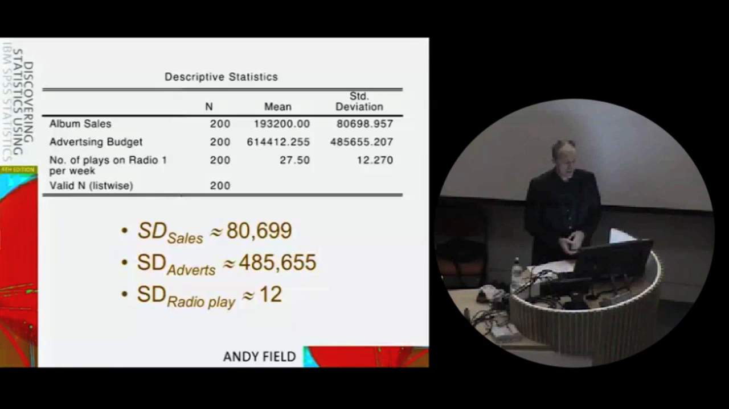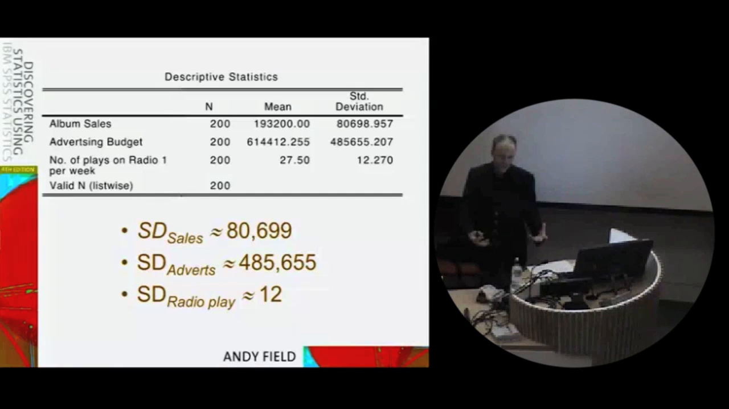Just to make these standardized betas really concrete, you don't ever in real life probably go and do this sort of thing. You would just interpret them as they are. But just to make it very clear what they represent, here are the standard deviations of the three variables. So this is our outcome, sales. That has a standard deviation of about 80,000. Advertising budget has a standard deviation of about 500,000. And the standard deviation of radio play is 12.